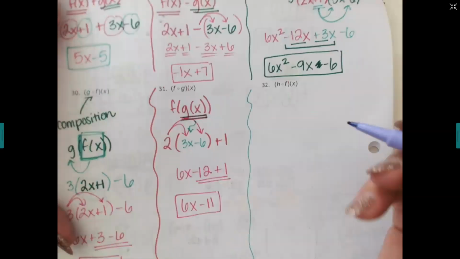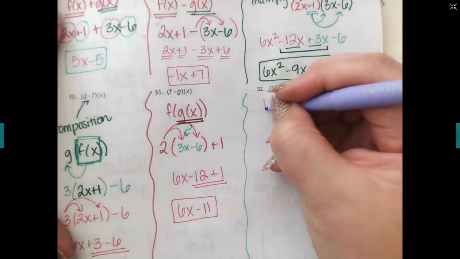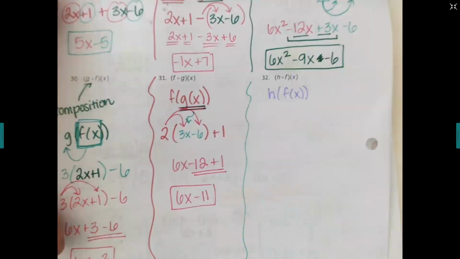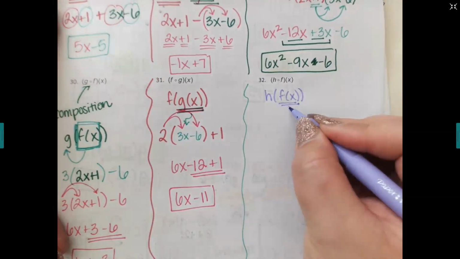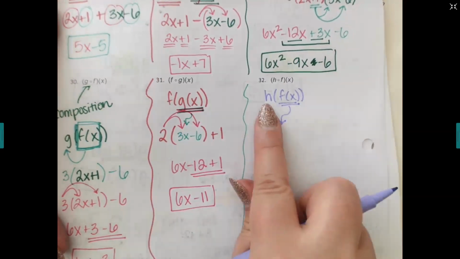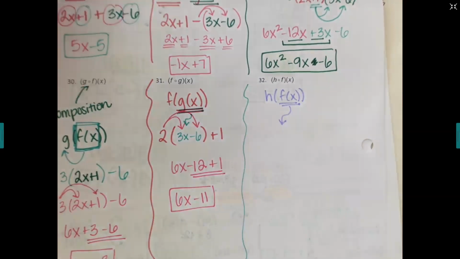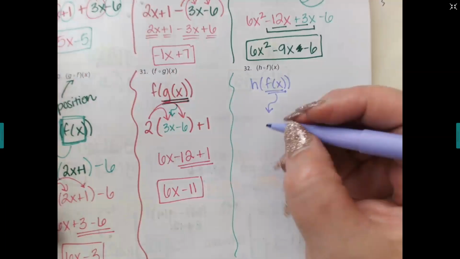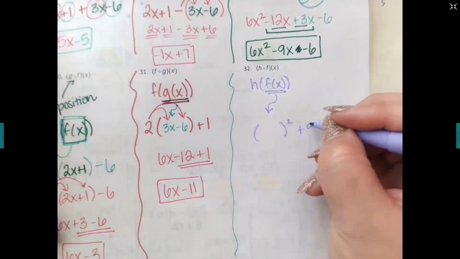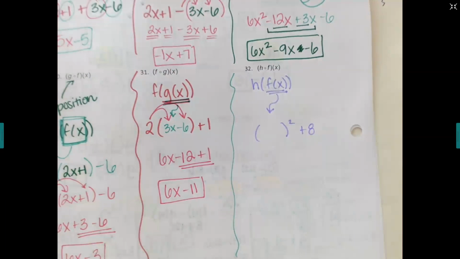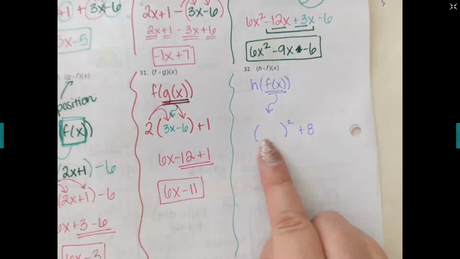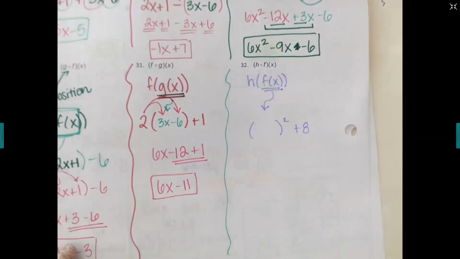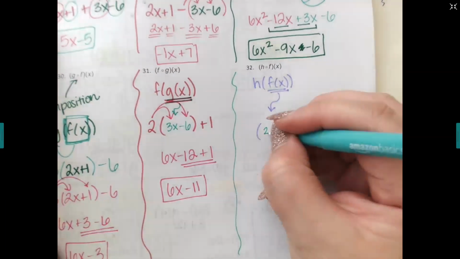So if I want H composition F, that's gonna be H of F of X. That means I'm gonna take the formula for F and I'm gonna plug it into function H. So remember what we said H is x squared plus 8. Then it's gonna be x squared plus 8. And then in that spot where your x number would have gone, you're putting your entire F formula, which was 2x plus 1.